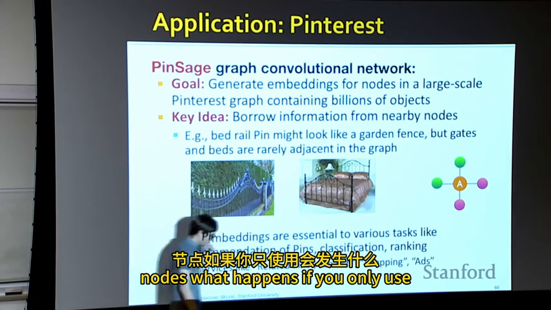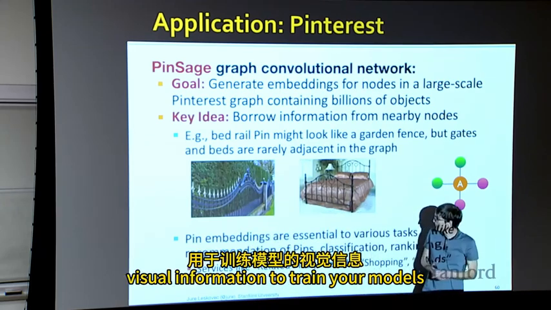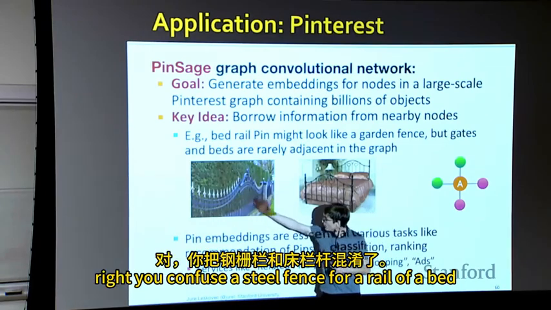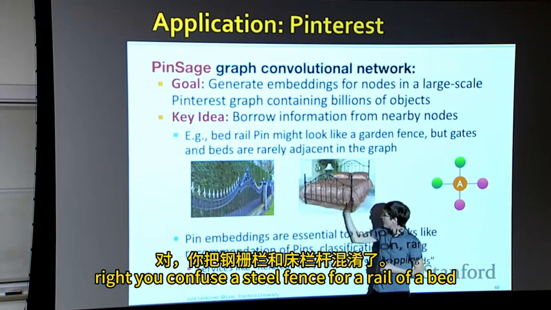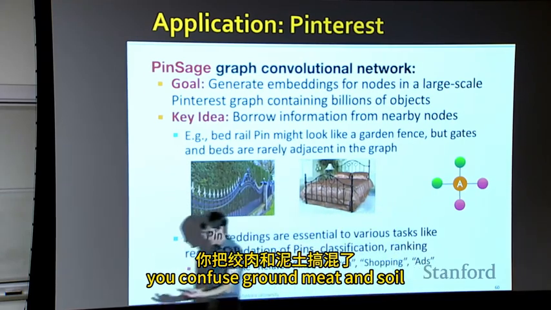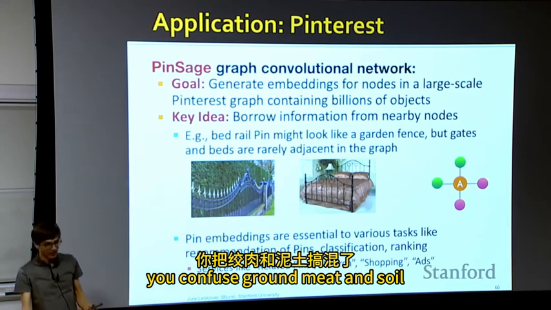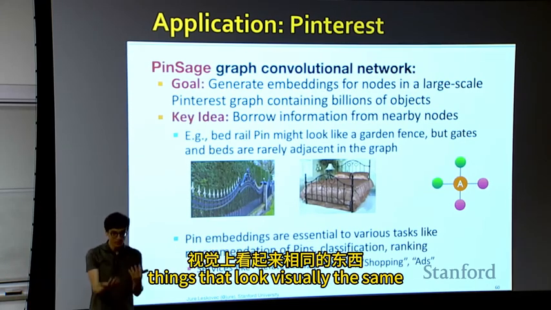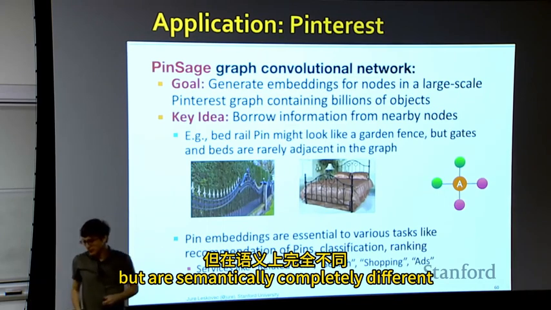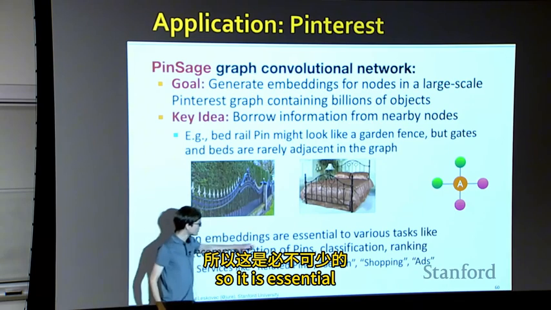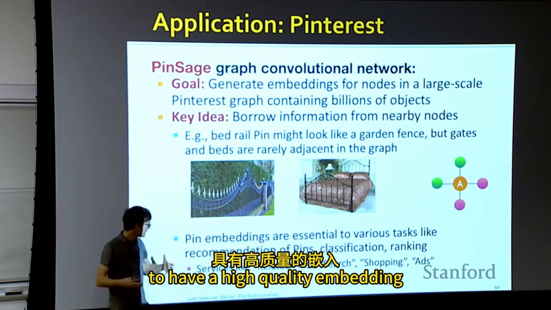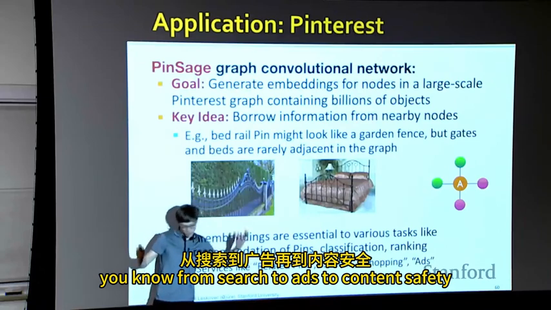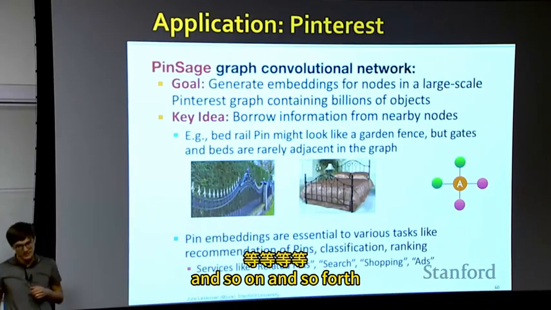What happens if you only use visual information to train your models? Then you make mistakes like this, right? You confuse a steel fence for a rail of a bed. You confuse ground meat and soil. You confuse a rug and a tapestry. So you create these things that look visually the same but are semantically completely different. So it is essential to have a high quality embedding that you can then use for a lot of different tasks, from search to ads to content safety and so on.